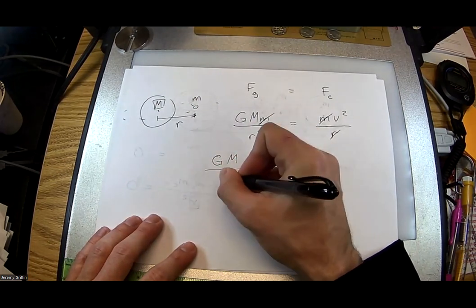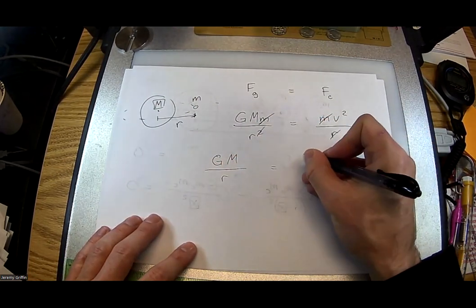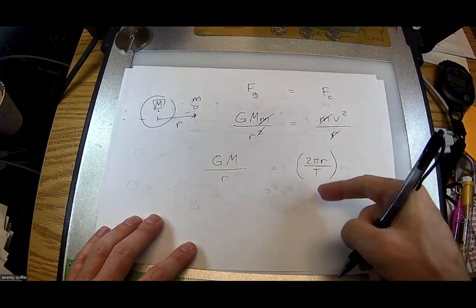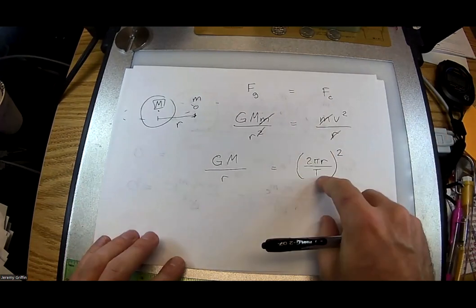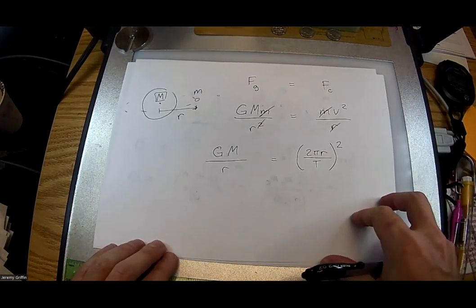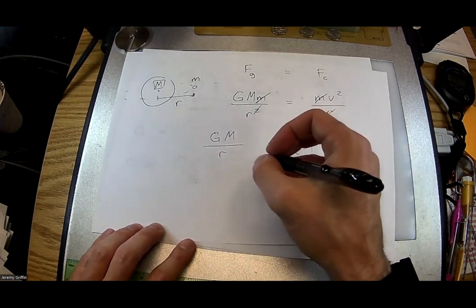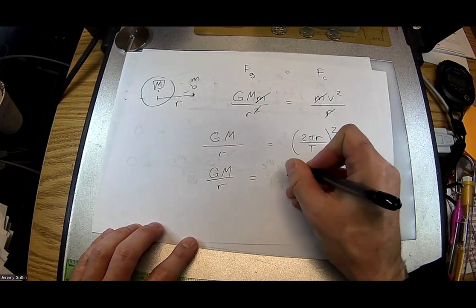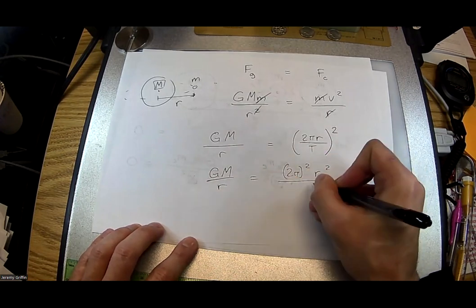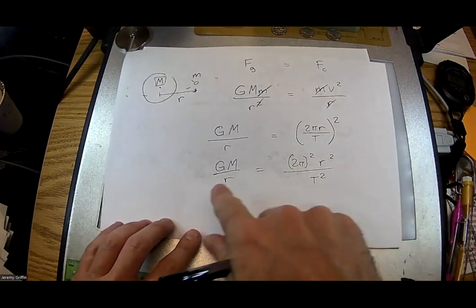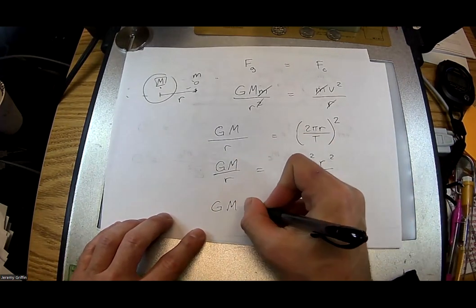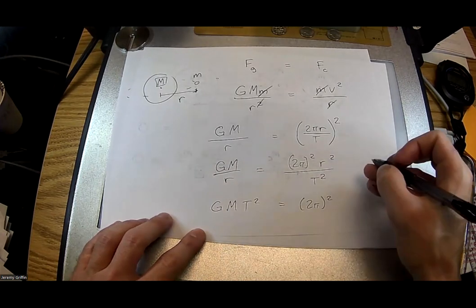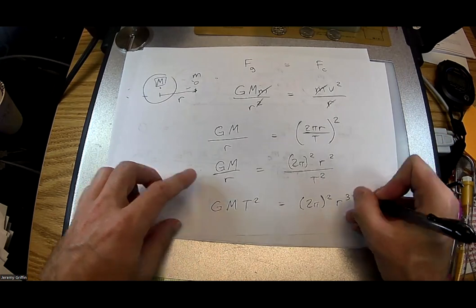So we got GM on r is equal to, and then this is 2 pi r divided by the time period, right? Because circumference, and don't forget to square that. Now, if you multiply this out, this is GM on r equals (2 pi) squared r squared divided by T squared. I'm going to cross multiply. I'm going to get GM T squared equals (2 pi) squared, and then, oh, that r is that r. That's like r cubed, isn't it?